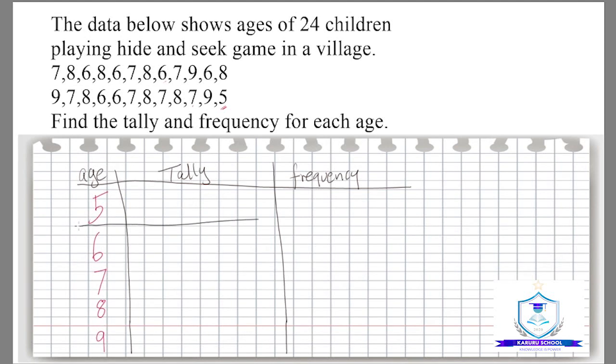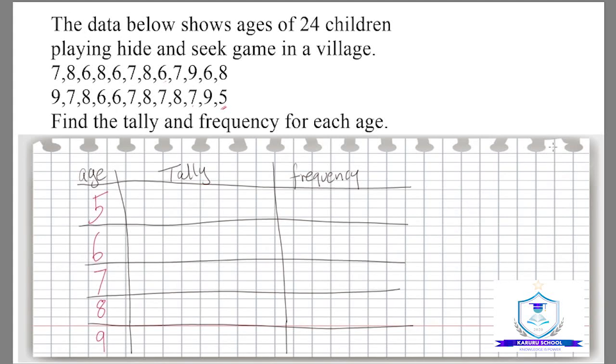So we will complete our table and tally for each of the values of age, and then summarize the frequency of each of the ages. So we will look for the 5s in the data points. After identifying the value, we cross it out. So we have one 5, so we tally 1, then we look for another 5, seems like there is no other 5.